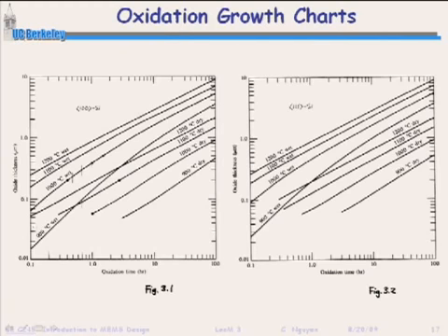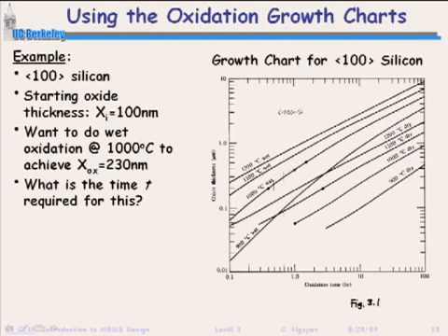Here's an example. Say we have 100 silicon, and someone had already put 100 nanometers of oxide on this. Maybe they grew the oxide, maybe they deposited the oxide. You don't know how they put the oxide down. You don't know what temperature. You don't know if it was wet O2 or dry O2. Now what you want to do is more wet oxidation. You know you're going to do it at 1,000 degrees C, but you want to achieve an oxide thickness of 230 nanometers by the end of all of this.